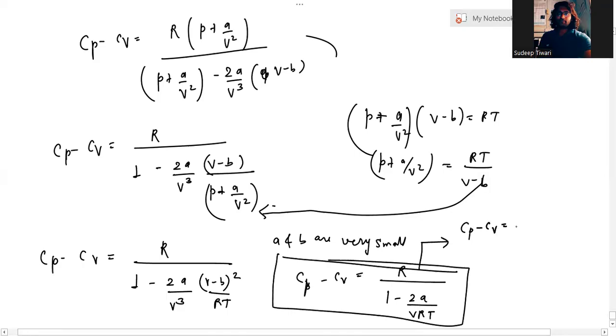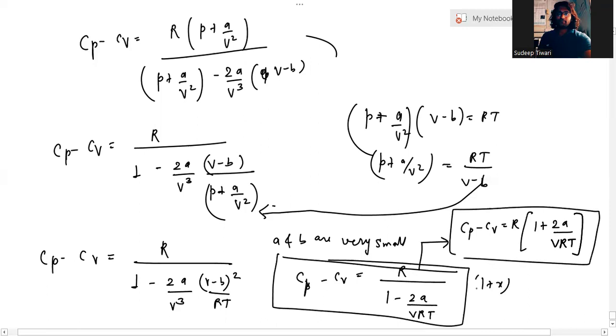I can also use the binomial theorem. So I'll write 1 plus 2A upon VRT. So we know that 1 plus x raised to power n is approximately equal to 1 plus nx. So I have basically written 1 minus x as 1 upon 1 plus x. So 1 plus x raised to power minus 1 I can simply approximately write as 1 minus x. So this is what I've done. So Cp minus Cv can be approximately written as R times 1 plus 2A upon VRT.